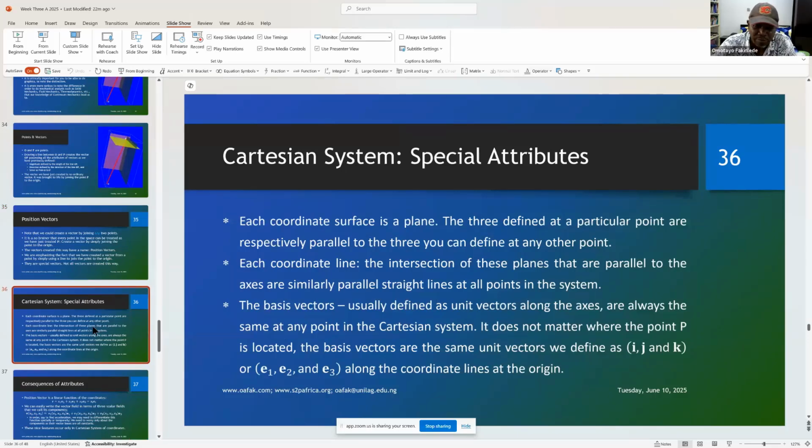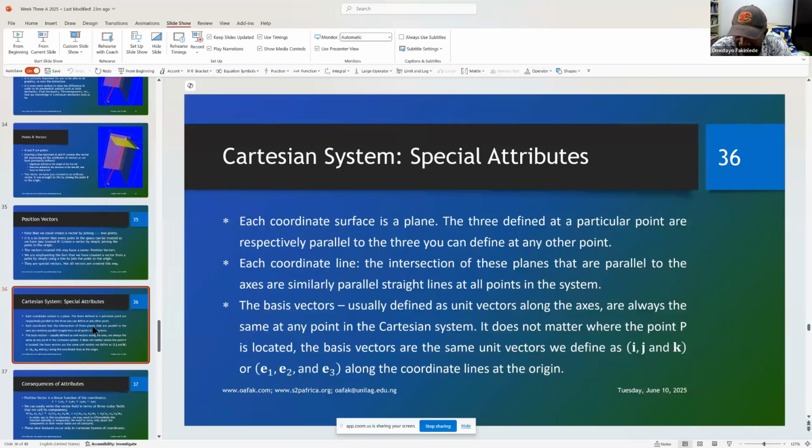Before we go on break, we are just going to look at what happens when we create our position vector in a Cartesian system. Each coordinate surface is a plane. The 3 defined at a point are respectively parallel to the 3 you can define at any other point. Each coordinate line, the intersection of these 2 planes, is parallel to axes that are similarly parallel straight lines at all points. The basis vectors, usually defined as a unit vector along the axis, are always the same at any point in the Cartesian system.